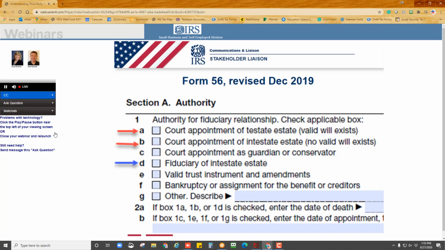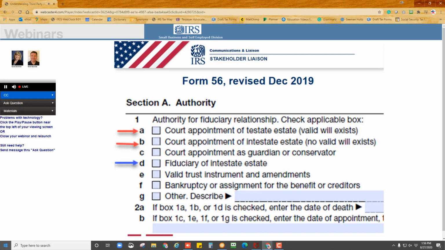Okay, it's cool that there's this line 1D that wasn't there before, but how does the niece know which box she's supposed to check? You won't like this answer maybe, but the answer is that this is a matter of state law, not federal law. So we can't tell you today what the laws are in every state, so we can't tell you what box you would check as far as the laws go in your state.